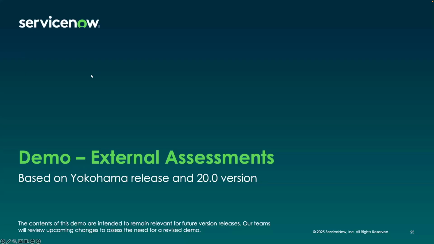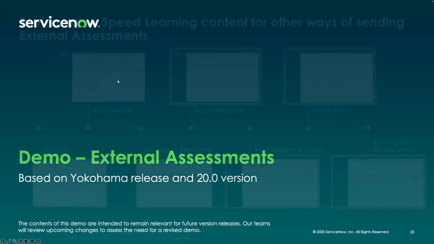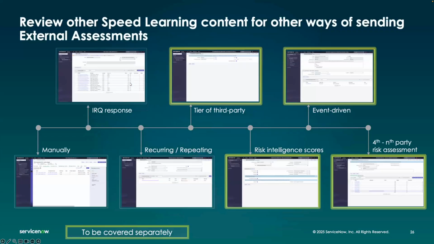Okay, as we wrap up some of our demos, let's do a quick recap. So we have covered so far that assessments can be triggered externally, manually by the third-party risk manager or assessor. The assessments can be triggered through the IRQ process based on the IRQ response to a particular question, and the assessments can be triggered on a recurring basis through a schedule or a job that triggers the assessments on a periodic basis.